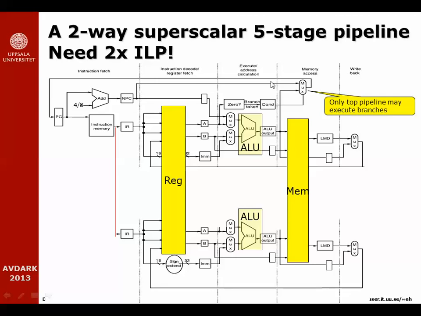So here you have it, the superscalar two-way issue. But two-way issue also means that you will need twice the amount of instruction level parallelism in order to feed this beast with enough instructions that are independent of each other.